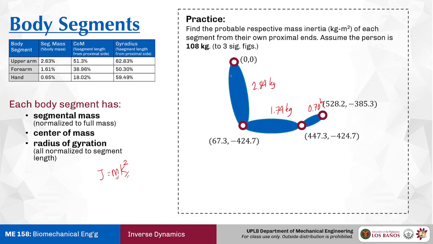Now to access the radius of gyration, you need to compute for the length. Here you have to use the distance between points formula in order to get the lengths. So the lengths here are 430, this is 380, and this is around 90, approximately.